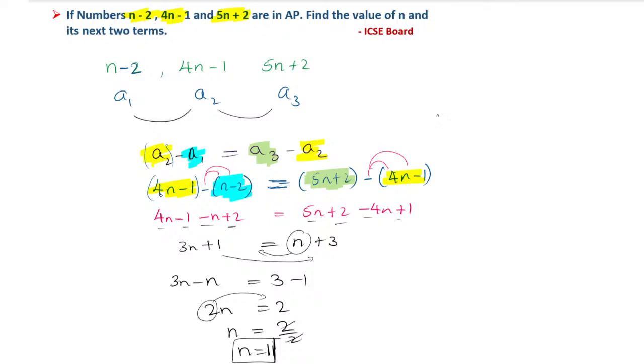So very importantly, you found the n value, which is 1. Now you have to find the next terms.